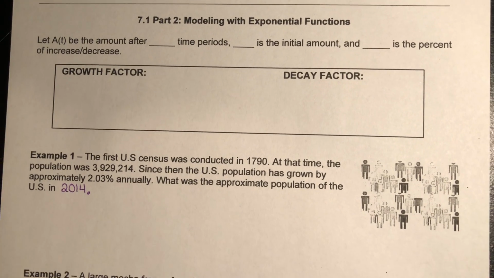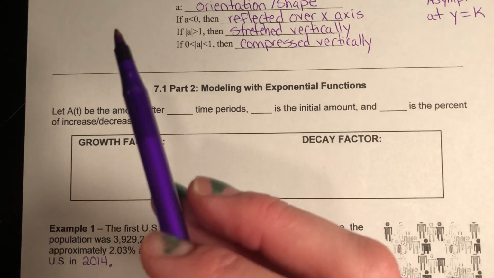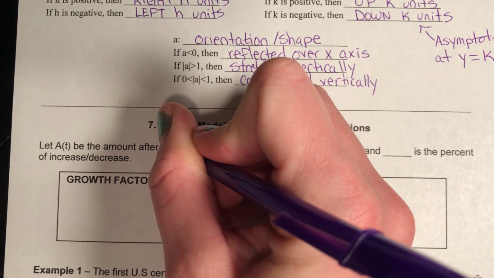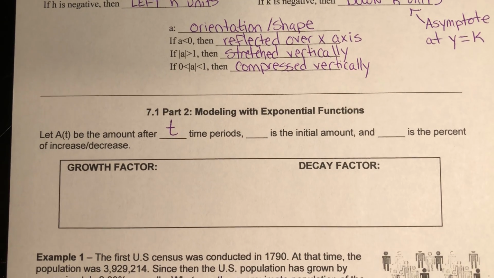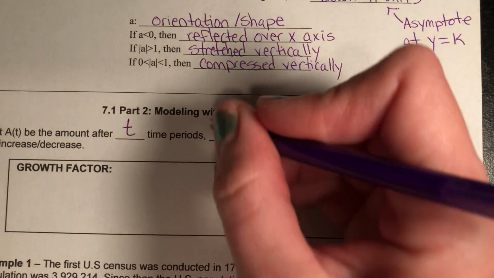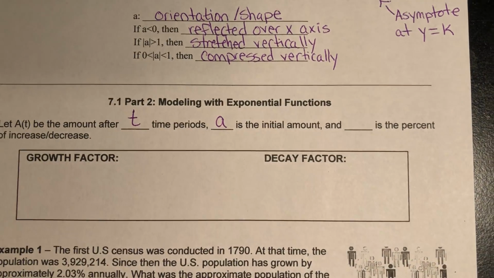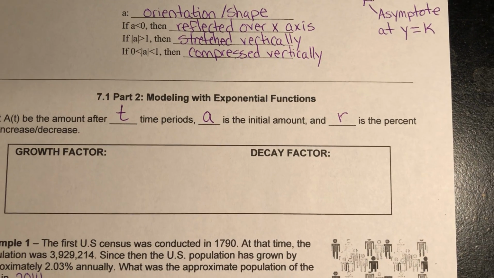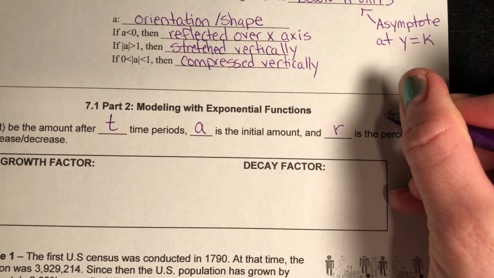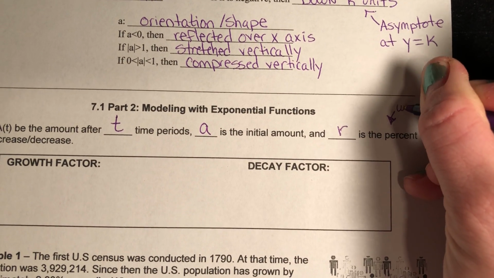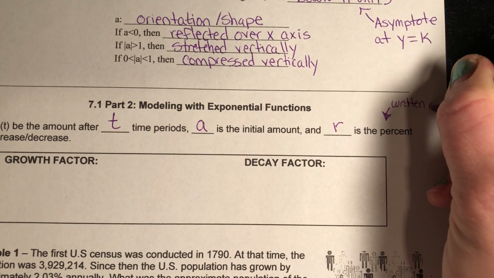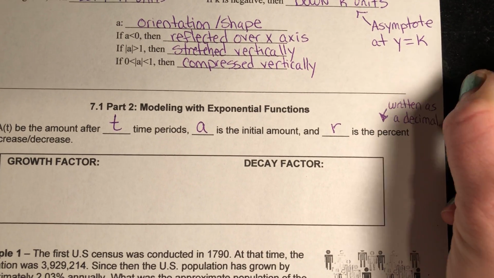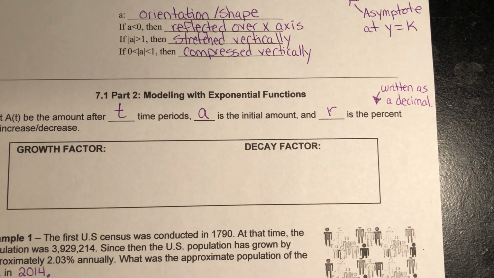And so we're going to have a function of time. Let A of t be the amount after t time period. So t is going to be our time. We're going to use a as our initial amount, and we're going to use r as the percent of increase or decrease. And this is going to be important: this needs to be written as a decimal.